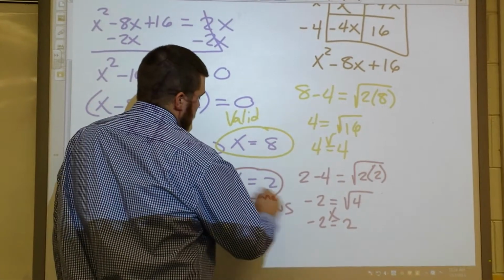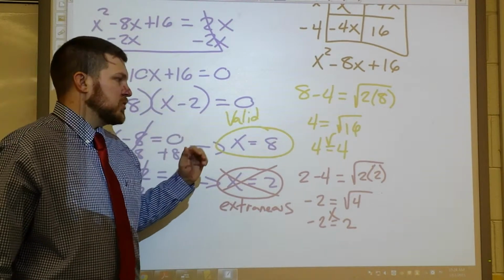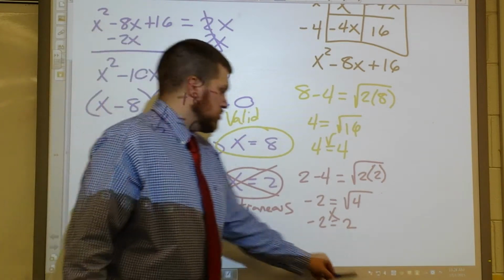And once we know it's extraneous, we just ignore that solution. We pretend it doesn't exist. So even though we found 2 possible solutions here, when we checked it, we only had 1 valid or true solution.